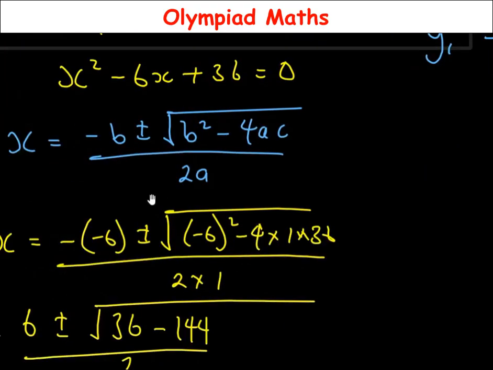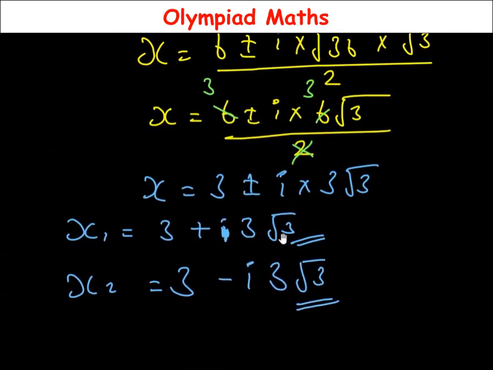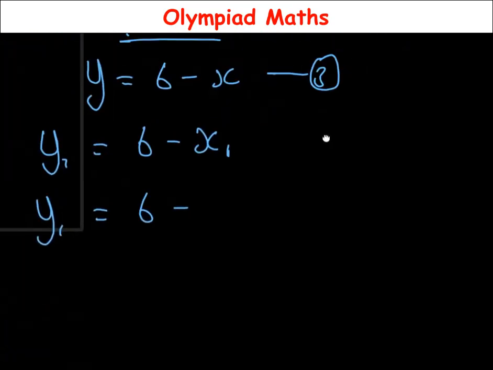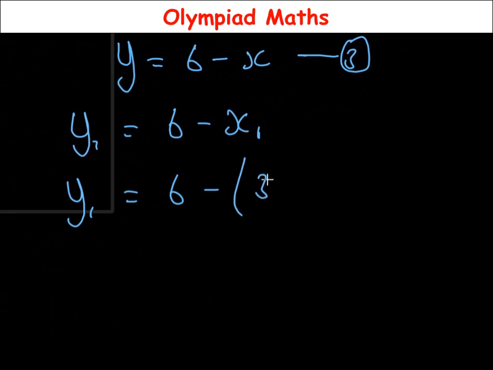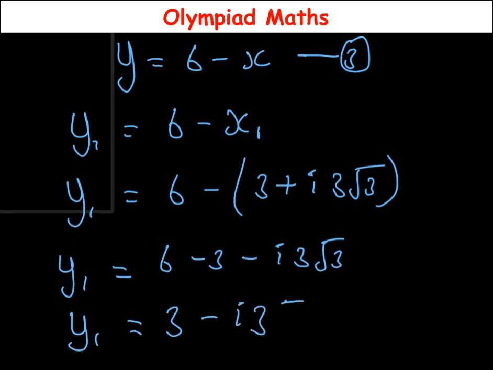The value of x1 that we got is 3 plus i times 3 root 3. So 6 minus in bracket 3 plus i times 3 root 3, which is the value of x1. So therefore, y1 is equal to 6 minus times 3 is minus 3, minus times plus i times 3 root 3 is minus i times 3 root 3. And from here, y1 is equal to 6 minus 3 is 3, then minus i times 3 root 3. And with this, we've gotten the value of y1.